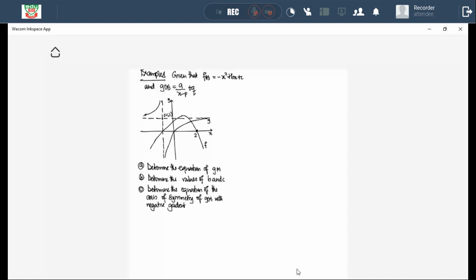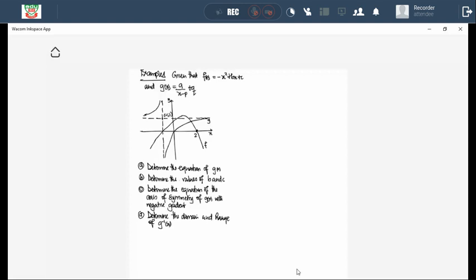Okay, right. Now the last one there, which is D: determine the domain and range of G inverse, something like that. Okay, now let's solve this problem quickly.